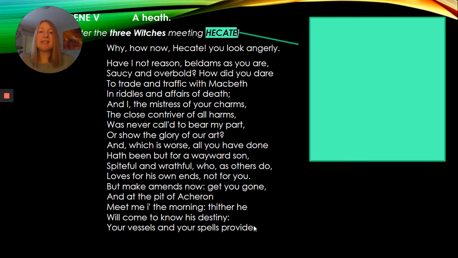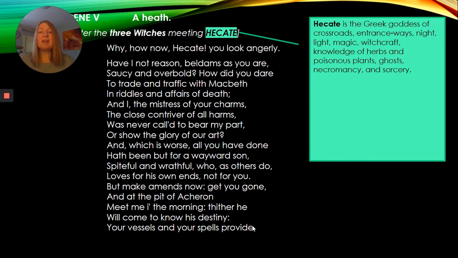Now, who is Hecate? She is the Greek goddess of lots of different things: crossroads, entranceways, night, light, magic, witchcraft, knowledge of herbs and poisonous plants, ghosts, necromancy and sorcery. Now, it makes sense that she is Queen of the Witches, and if you think about our Elizabethan or our Jacobean understanding of witches, Hecate oversees many of those things, so that use of plants for medicinal purposes, witchcraft, magic, and definitely in terms of light and night, and the doorway between good and evil and light and dark is all covered by Hecate's role.